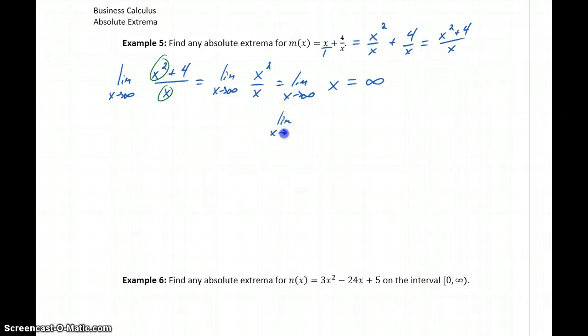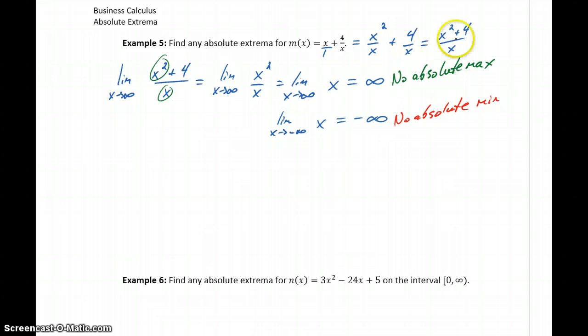We'll also consider the limit as x approaches negative infinity of x. So in this case, we're plugging in larger and larger negative numbers, so overall smaller and smaller numbers. So this is headed to negative infinity. So when we take the limit as x approaches infinity, part of that end behavior, and we get positive infinity, that means there's no absolute maximum. And when we get the other end behavior to be negative infinity, that means there's no absolute minimum.